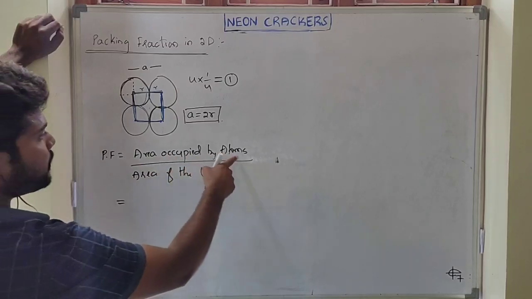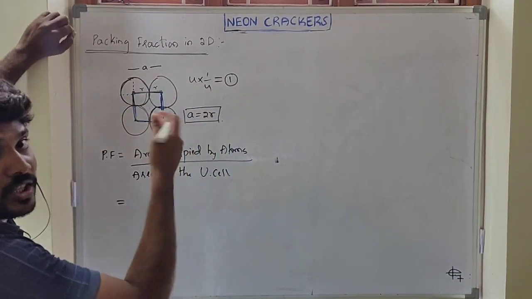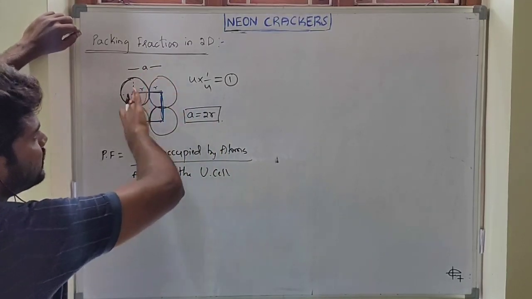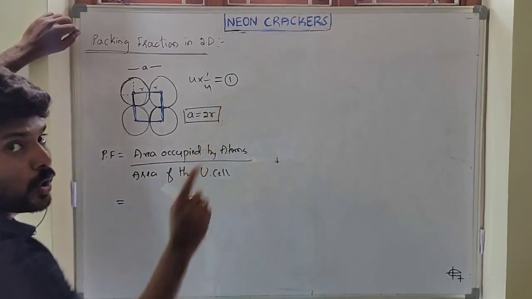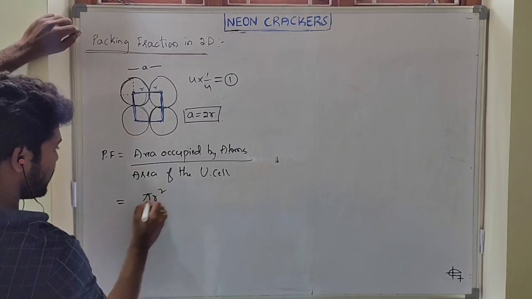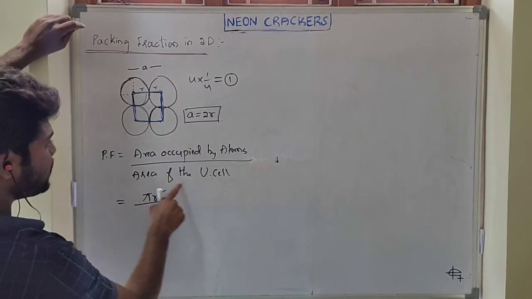So area occupied by atoms, only 1 atom is there. It is not a spherical shape because it is not 3D. It is only 2D, so in 2D, the circle. What is the area of the circle? Pi r square. How many atoms are there? Only 1 atom is there. That's why overall 1 atom, so the area of that 1 atom is pi r square, over the area of the unit cell.